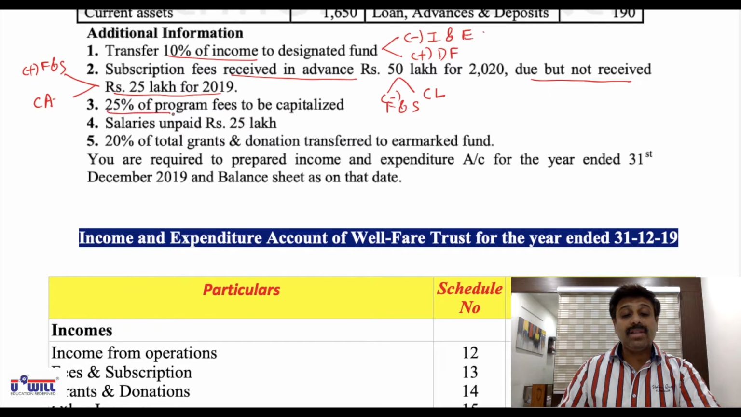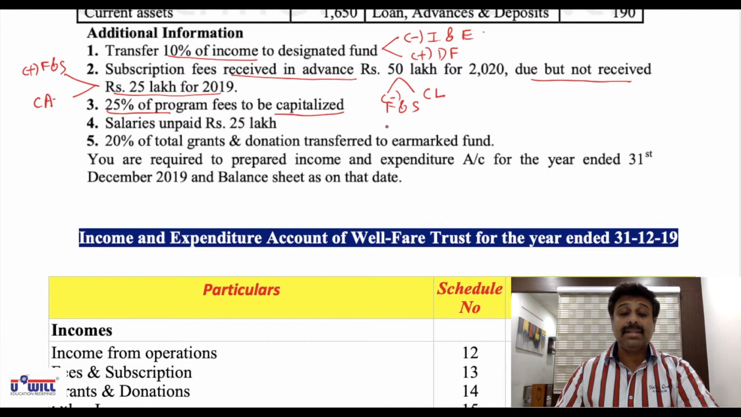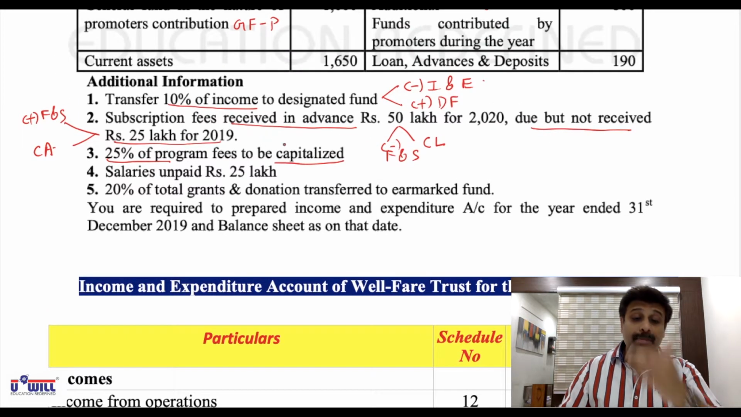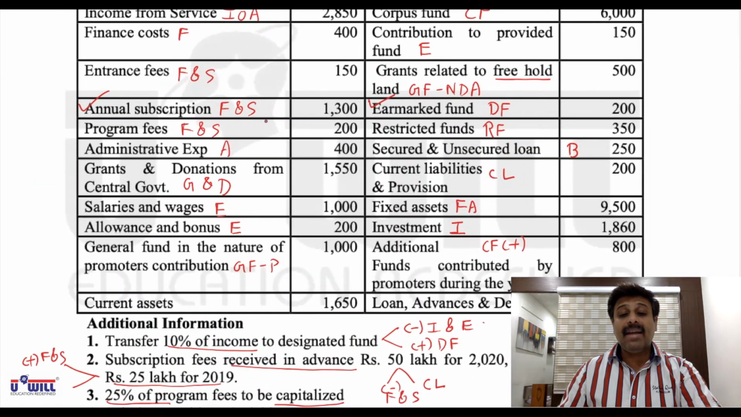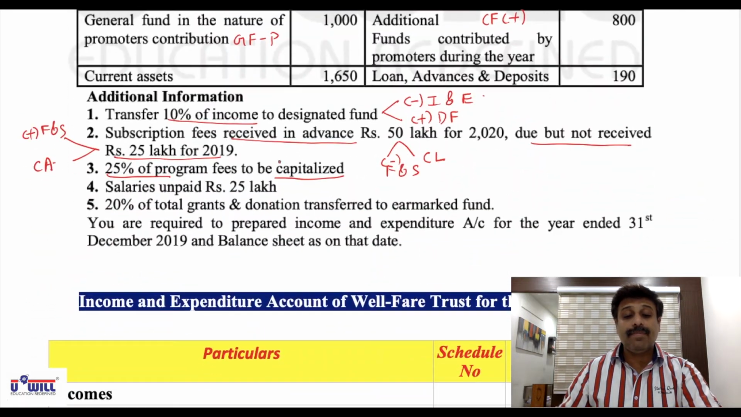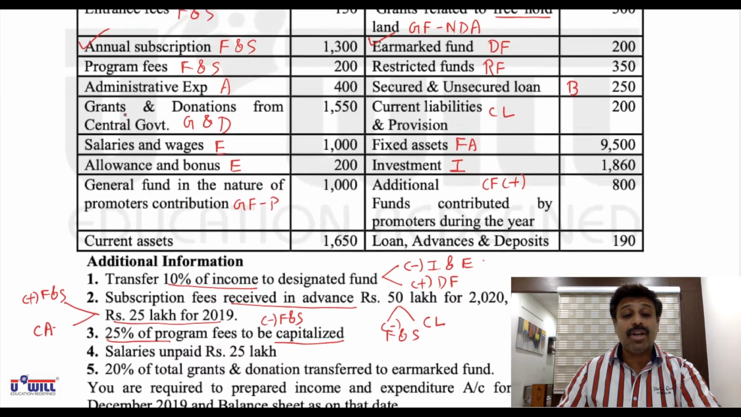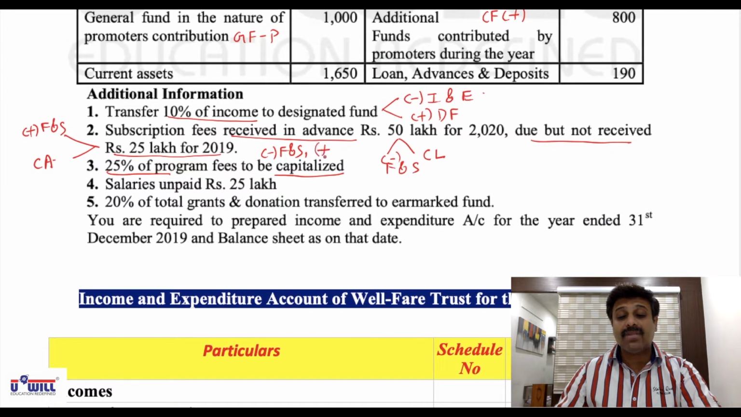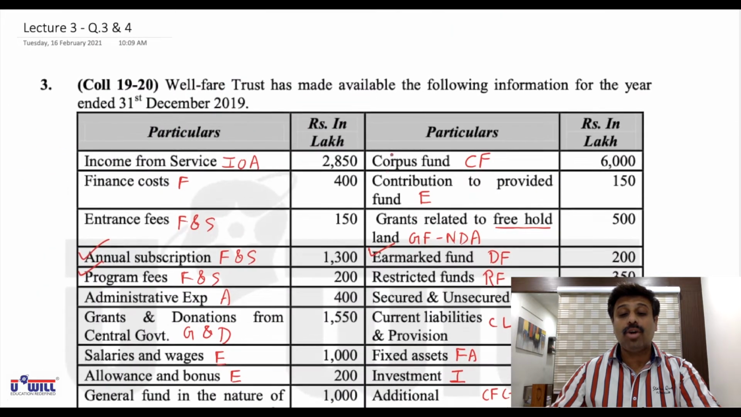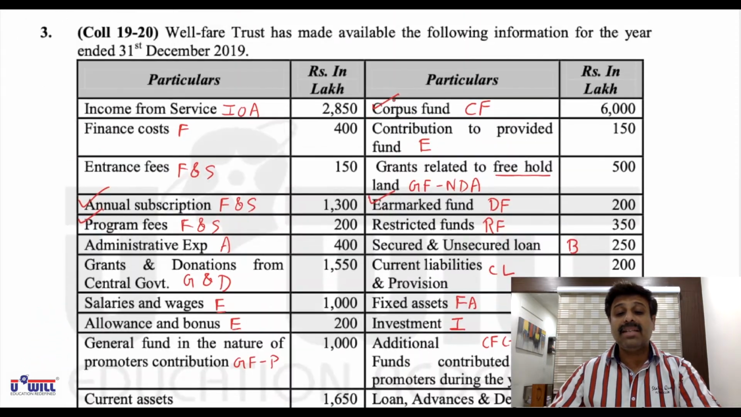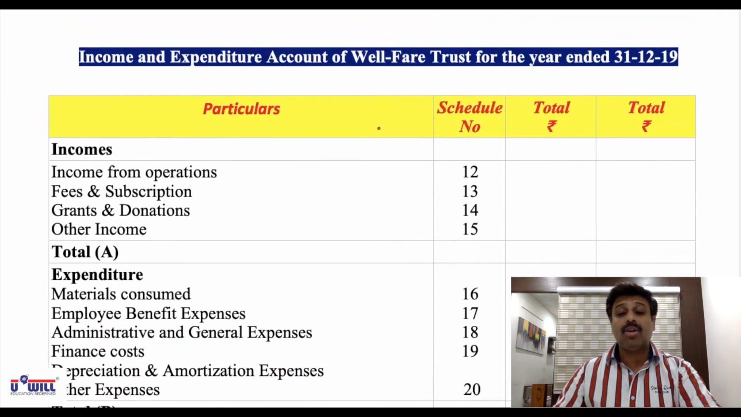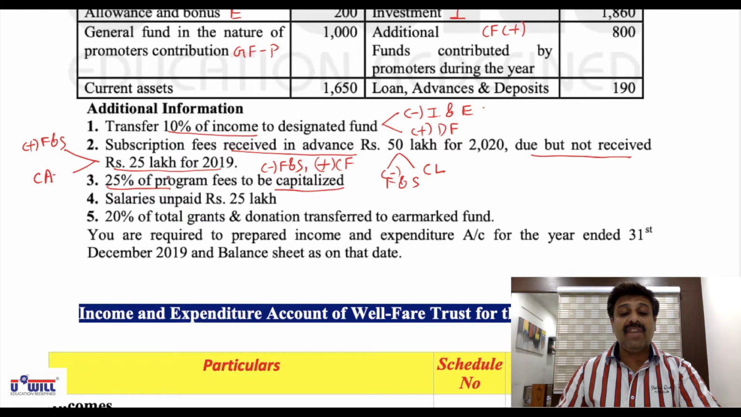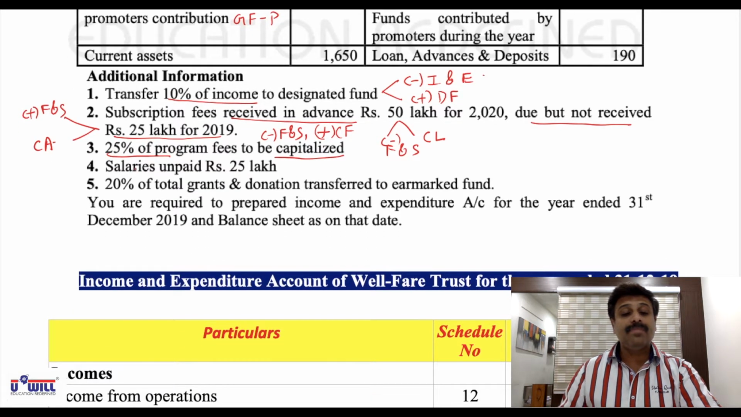Now 25% of program fees is to be capitalized. Capitalized means 25% amount we will minus from program fees, and minus in fees and subscriptions, put tick on program fees also, and second effect we will add in corpus fund. So put tick on corpus fund also. Capitalize means you'll add in the capital. Here capital is the corpus fund. So 25% amount will minus from fees and subscriptions and add in corpus fund.